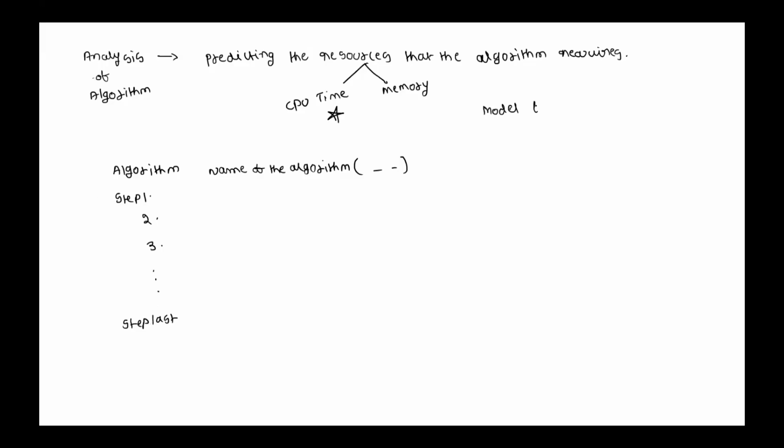Now, what is the model that we use for analysis? The RAM model of computation. That means all operations are considered. Is there any difference between operations in the amount of time they take? No. All operations take order of one, the same constant time.